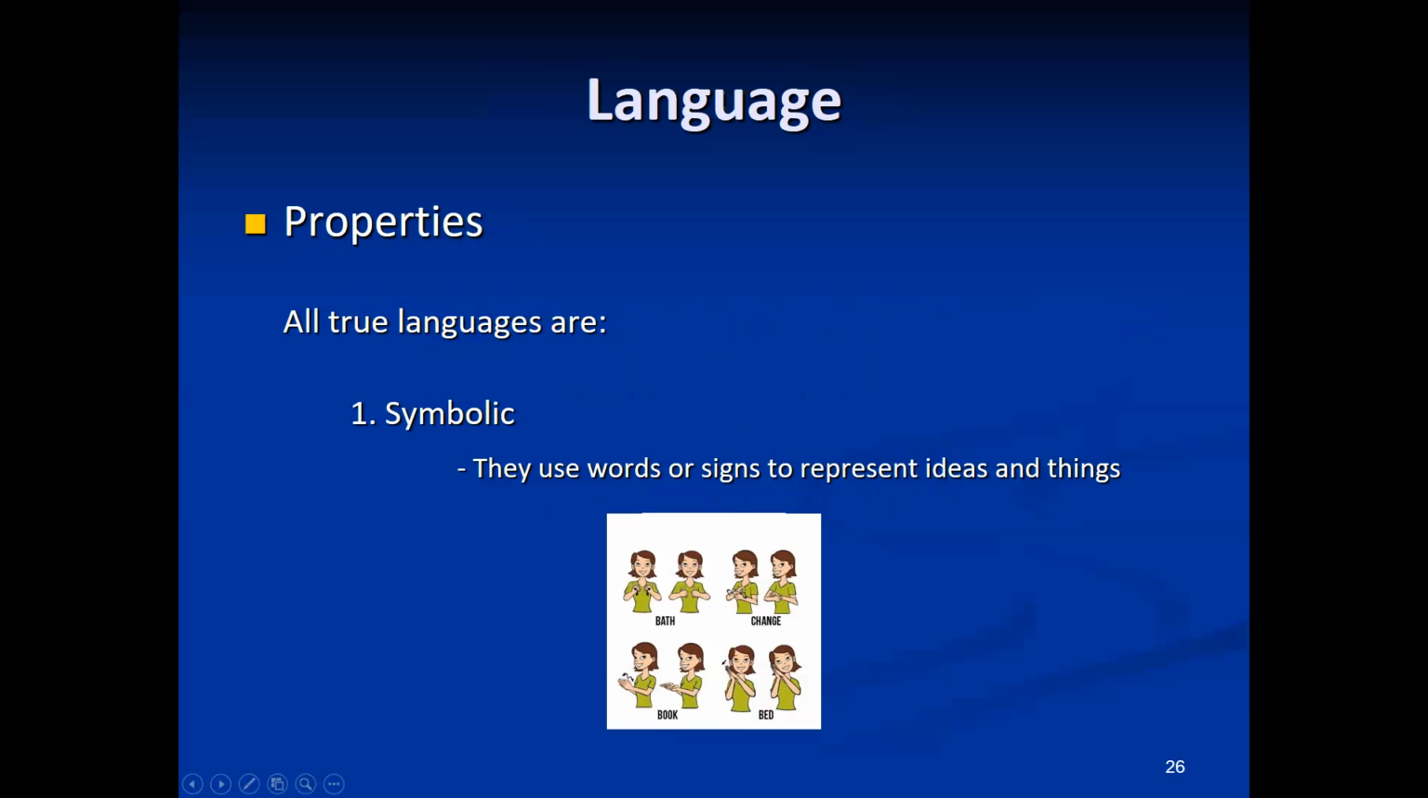All true languages are symbolic. They use words or signs to represent ideas and things. For example, a person might use the word book or place their palms together and open them to represent printed pages bound together.